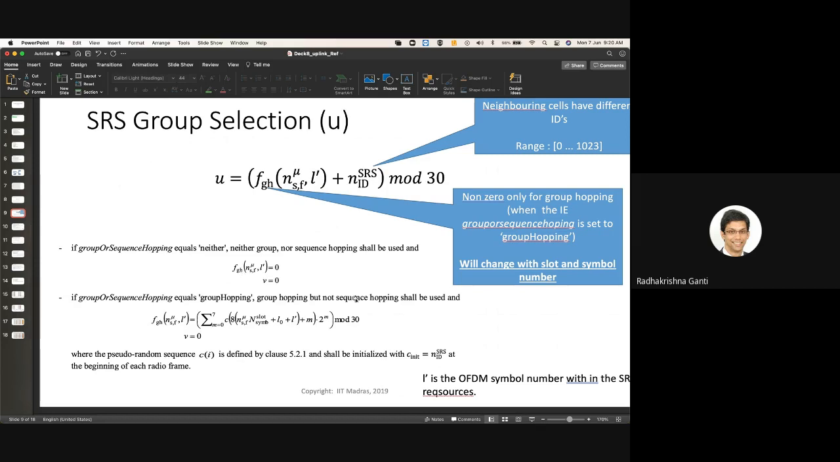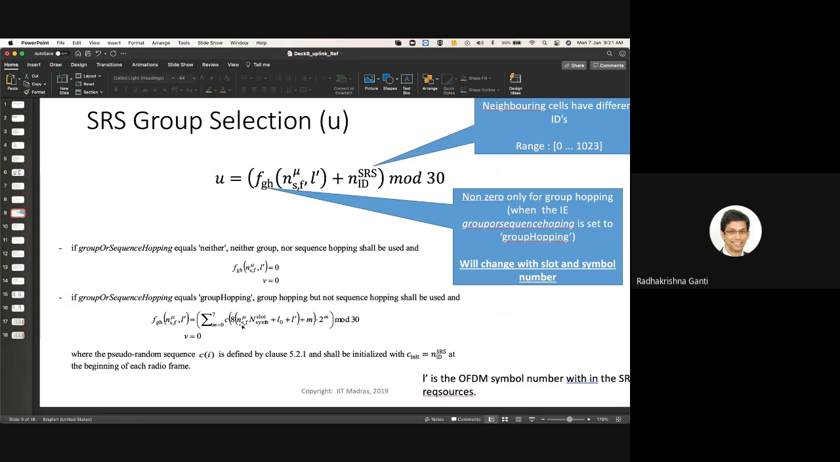Okay, you always do mod 30 because there are only 30. Not new parameters, sir. These are seeded. L0 and M are the two new parameters. M is in the summation, and the summation of M is from 0 to 7. See, this C of I. C is a binary sequence. So based on this, you choose that particular sequence number, you do the summation and take mod 30.